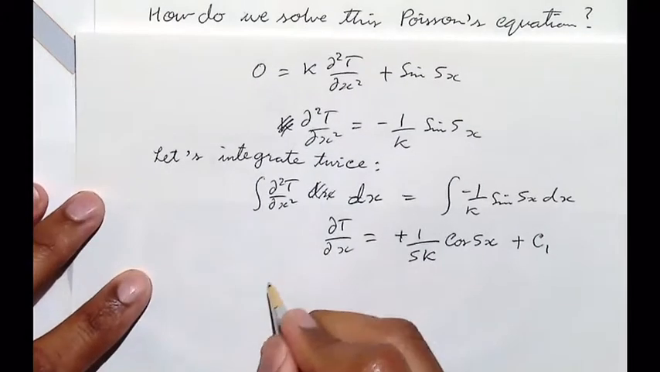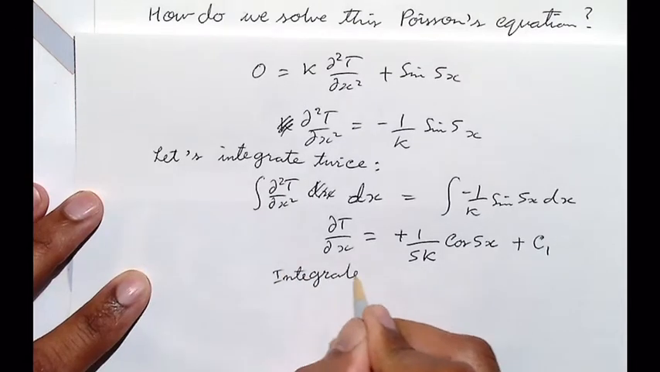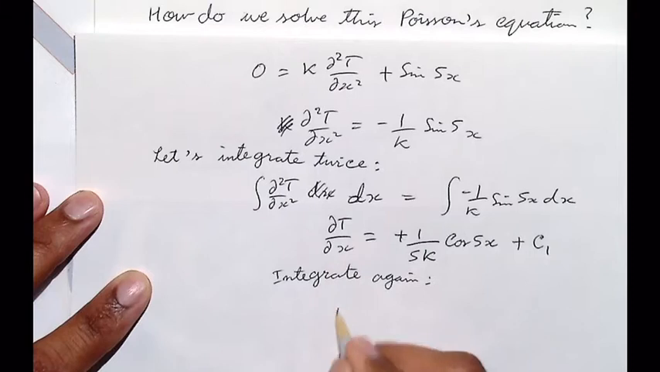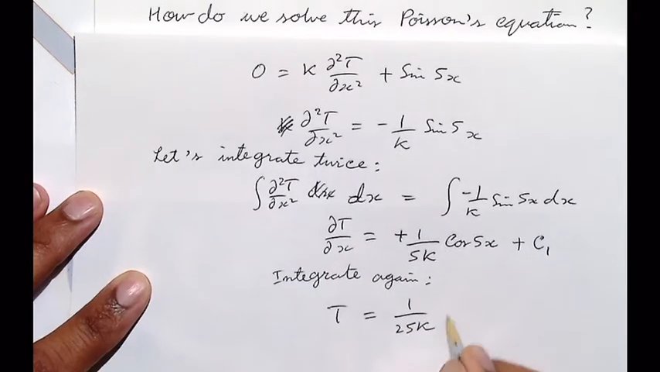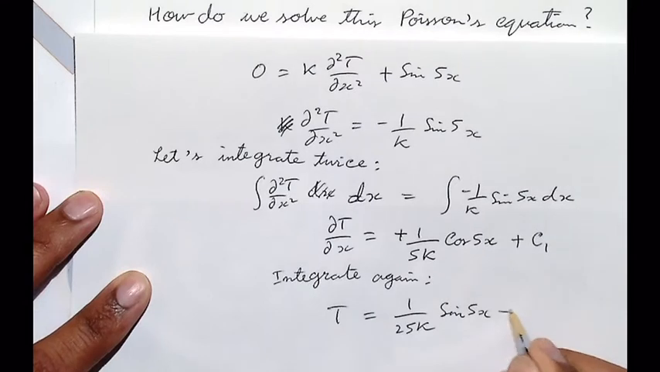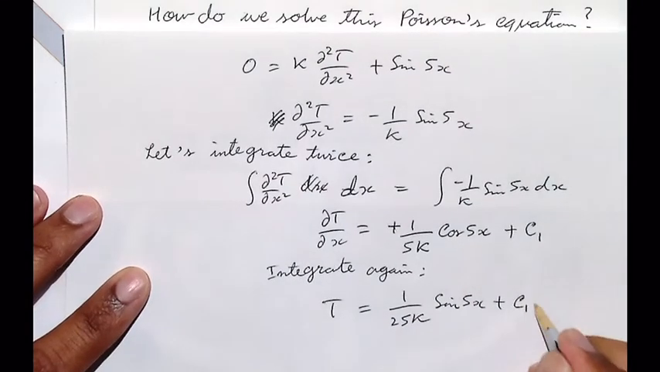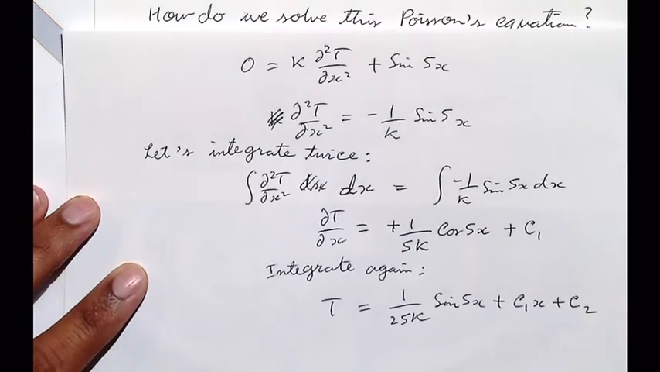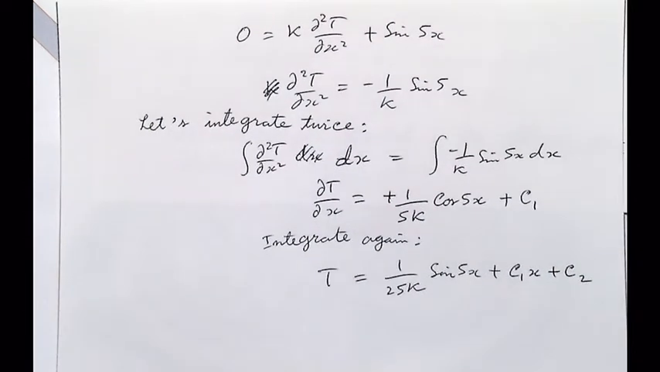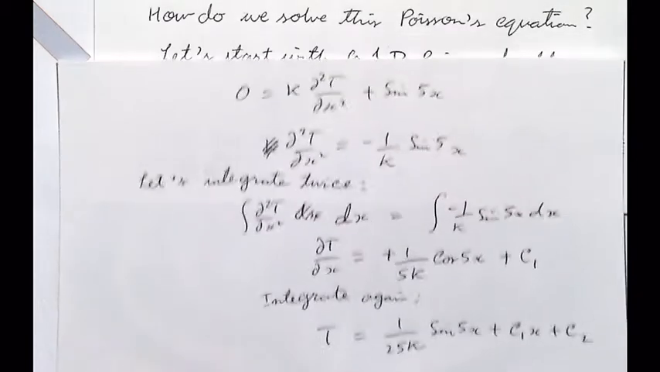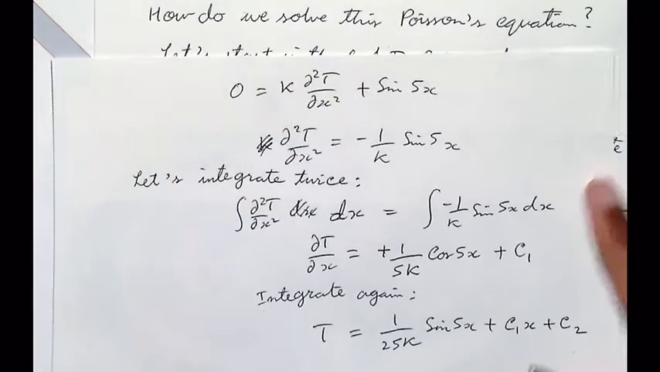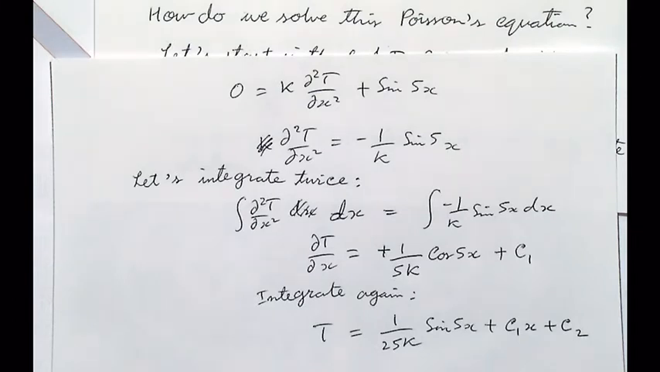All right, so let's integrate again. So we get t equals 1 over 25 kappa sine 5x plus C1 x plus C2. All right. So this is exactly why we need boundary conditions, to figure out what these unknown constants are. Right now we are only dealing with derivatives in space. Initially we had derivatives in time, so you would need an initial condition when you integrate in time.